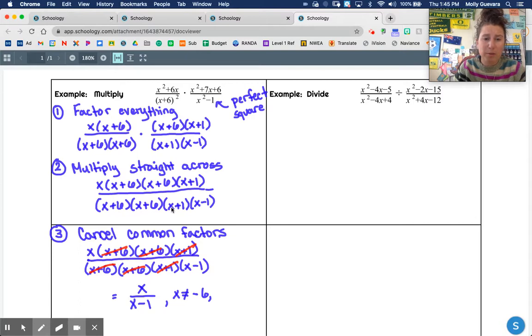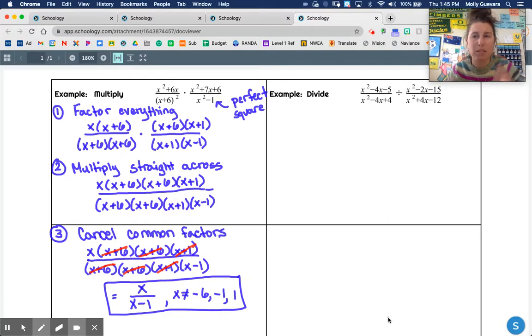Here I have x plus 1, so if I had plugged in negative 1, I would get 0, which I can't have, so I'm not allowed to plug in negative 1. And this one, if I plug in 1, I would get 0, so I'm also not allowed to plug in 1. So what this tells me is that I can plug in any number I want for x. Positives, negatives, 0, fractions, decimals, anything I want, as long as that number is not negative 6, negative 1, or 1.